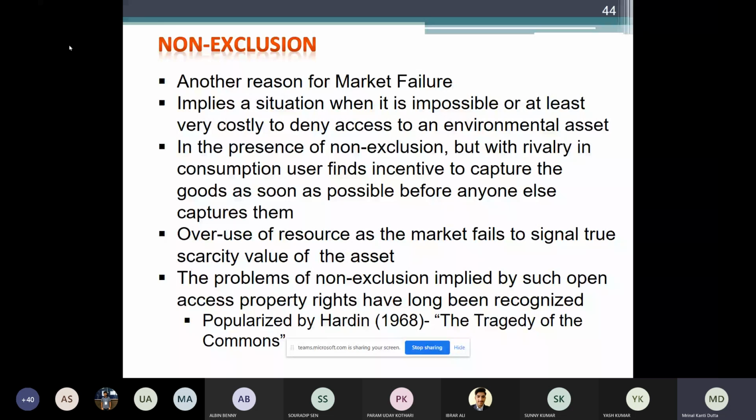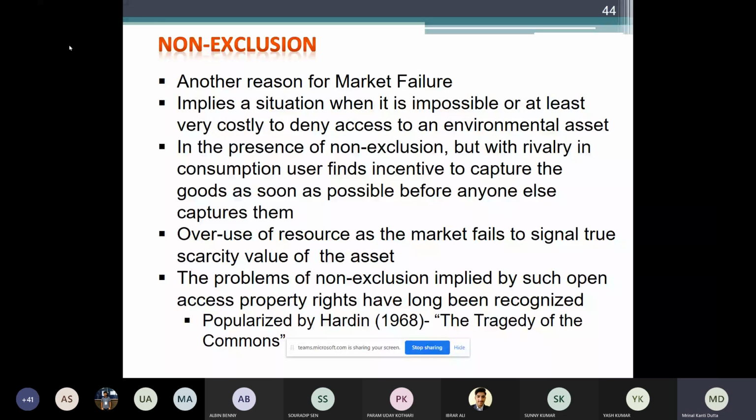So rivalry in consumption basically means that once a particular resource or good or service is being used by somebody, then the amount available for someone else gets reduced. For example, if you think about groundwater, if I want to have drinking water from the groundwater resource, I can install a groundwater lifting device, and I can get water from the groundwater. But once I extract water, the amount which will be available for my neighbor will get reduced, because ultimately it's a common thing.